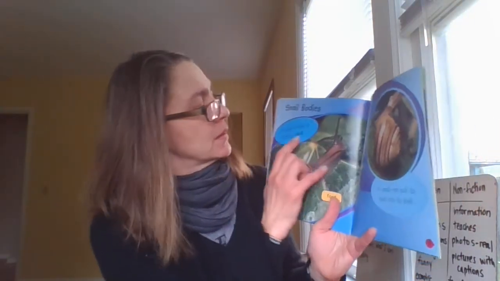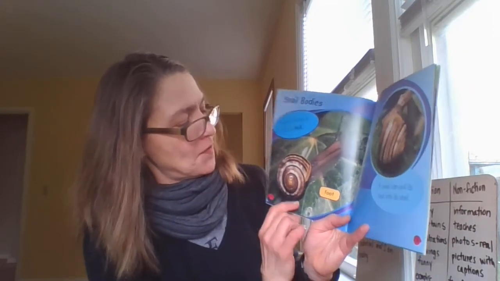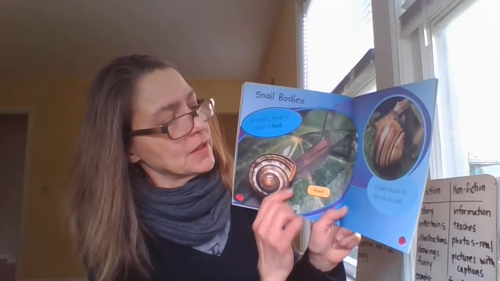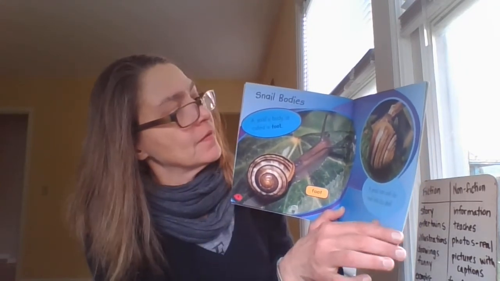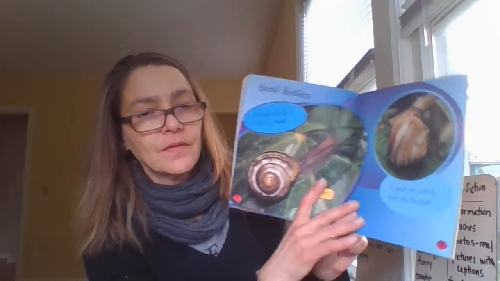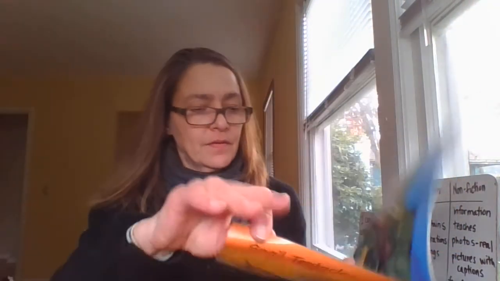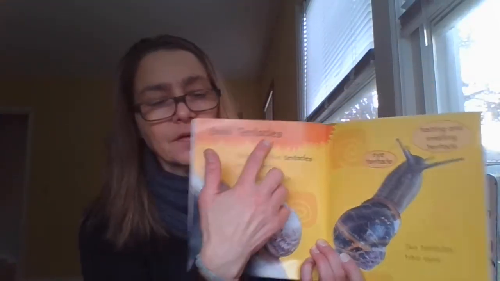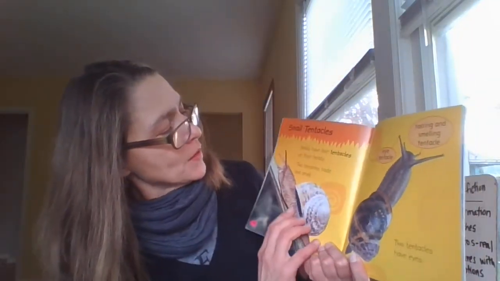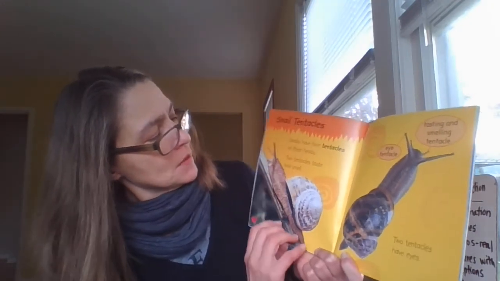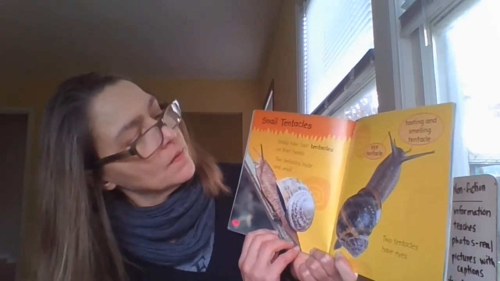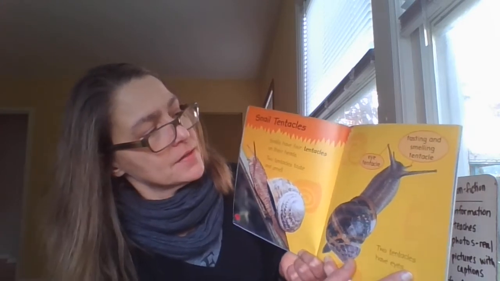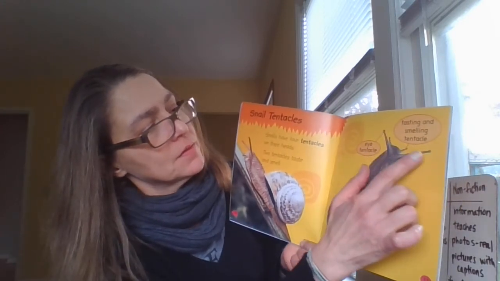Snail bodies. A snail's body is called a foot. A snail can pull its foot into its shell. Snail tentacles. Okay, this is your header. Snails have 4 tentacles on their heads. 2 tentacles taste and smell. 2 tentacles have eyes. Eye tentacle, tasting and smelling tentacle.